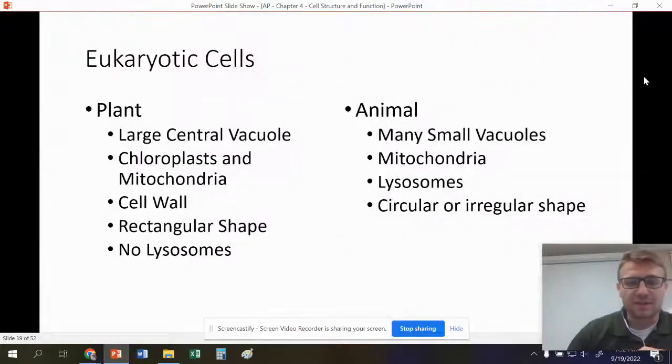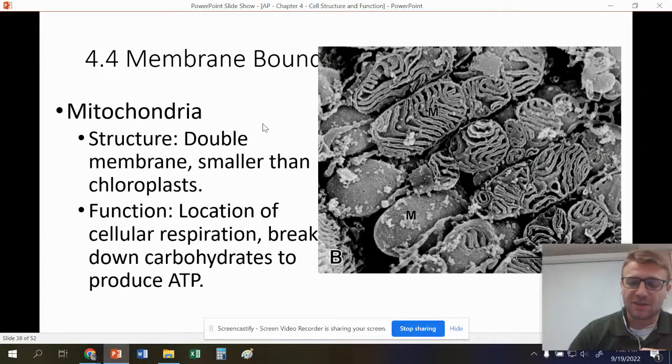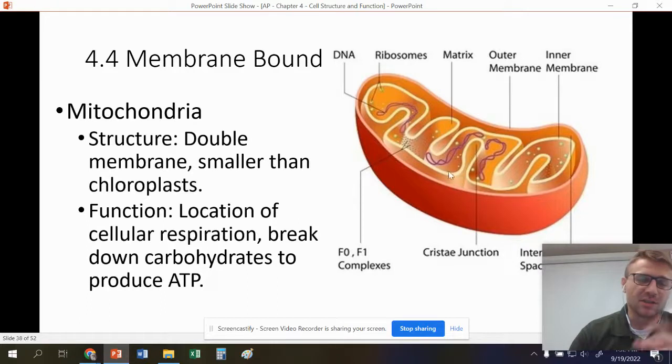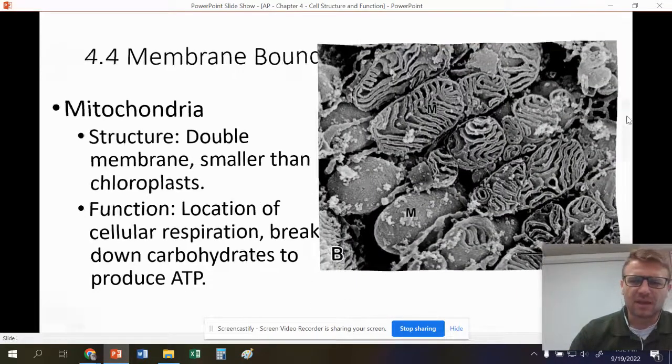By the way, please don't call these the powerhouse of the cell. Not the greatest representation of what these do. Yes, they do create not power, but energy, but they produce ATP by cellular respiration. That's a pet peeve of mine.